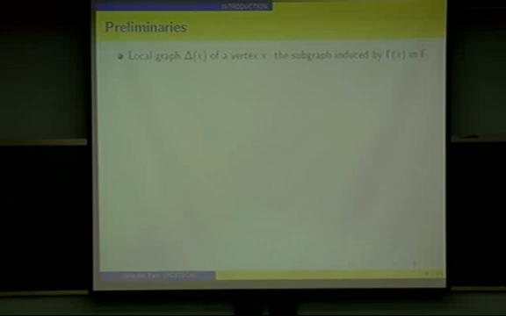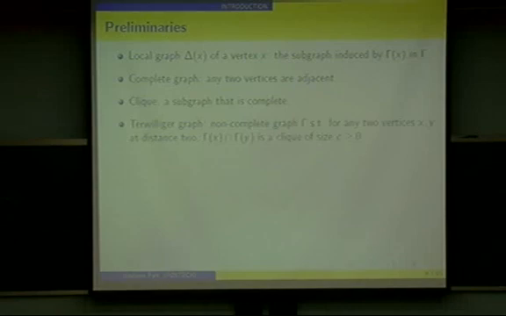The local graph delta x over vertex x is the subgraph induced by gamma x. A graph is called complete if any two vertices are adjacent, and a clique is a subgraph that is complete. And a non-complete graph gamma is called Terwilliger if for any two vertices x, y at distance 2, the induced subgraph of gamma x intersection gamma y is a clique of size c.